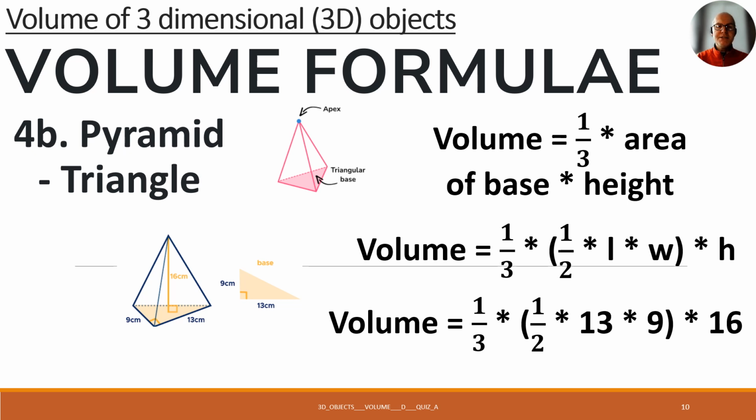If you put these values into the formula, it would be 1/3 times half times 13 times 9 times 16. So length is 13, width is 9, and the height is 16. So 1/3 times a half times 13 times 9 times 16.